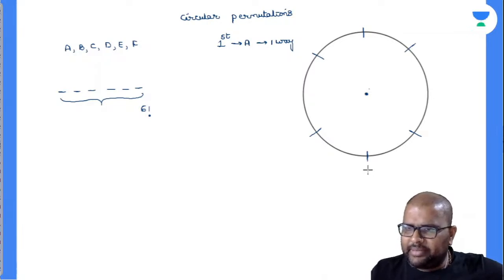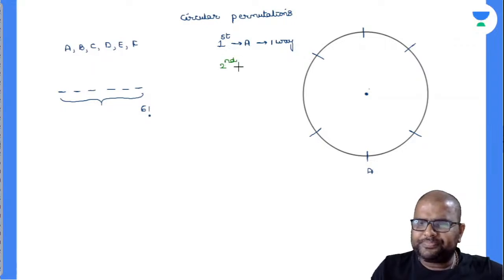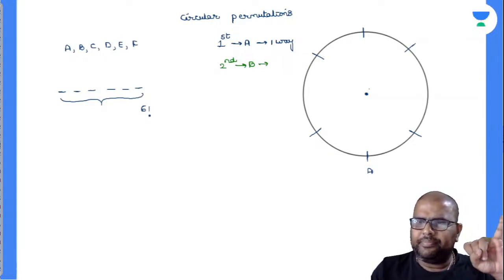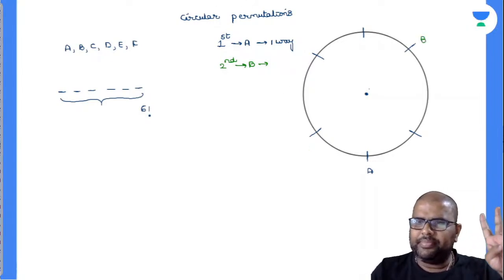So I'll keep A here. I'll write down the next person. Second person I'll take as B. Right? That's your wish. Now B, let us suppose take B. If B is here, it is opposite to A. If B is here, he is immediate right to A. If B is here, he is immediate left to A. If B is here, second to right of A. If B is here, second to left of A.